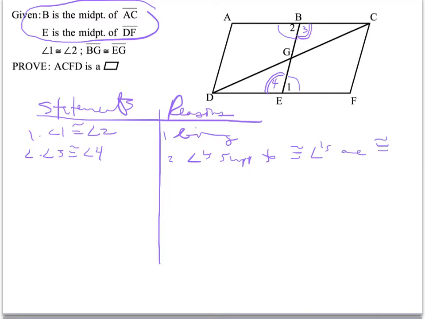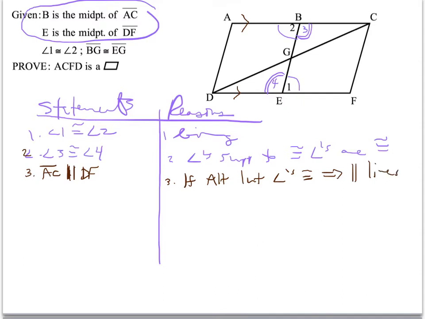And the other thing that'll actually tell me is that line AC and line DF are parallel. So that's step 2. Step 3 will be AC parallel to DF. Because if alternate interior angles are congruent, then parallel lines. Again, my alternate interior angles are 1 and 2.